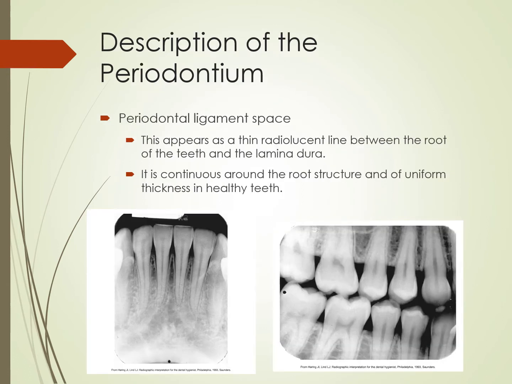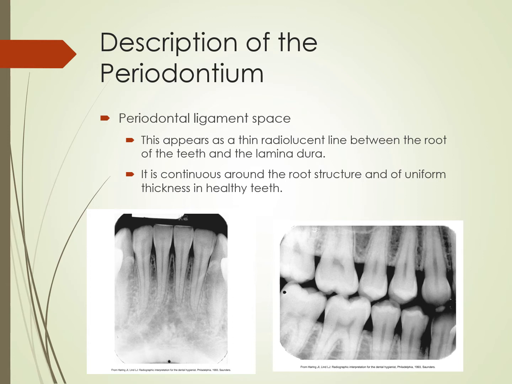All right, so just like we just spoke about on that last slide, the periodontal ligament space is going to be a thin radiolucent line that goes around the root. It surrounds the root of the teeth, and it's in between the root of the tooth and the lamina dura. It is continuous, which means it completely surrounds the root structure, and it should be of uniform thickness in healthy teeth. That is important, okay?